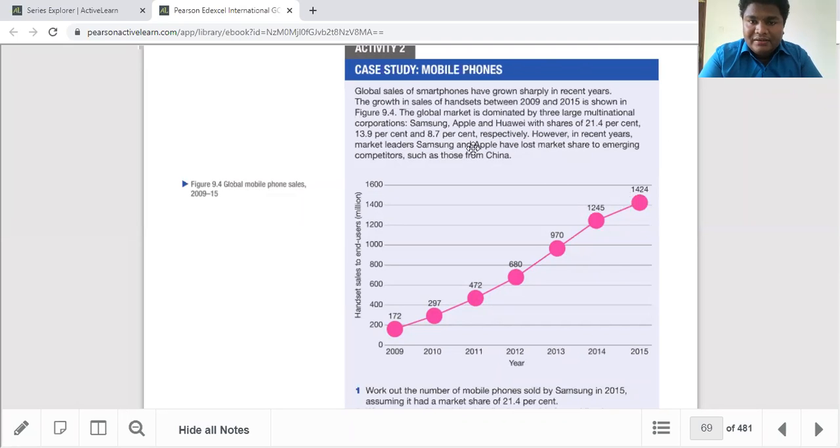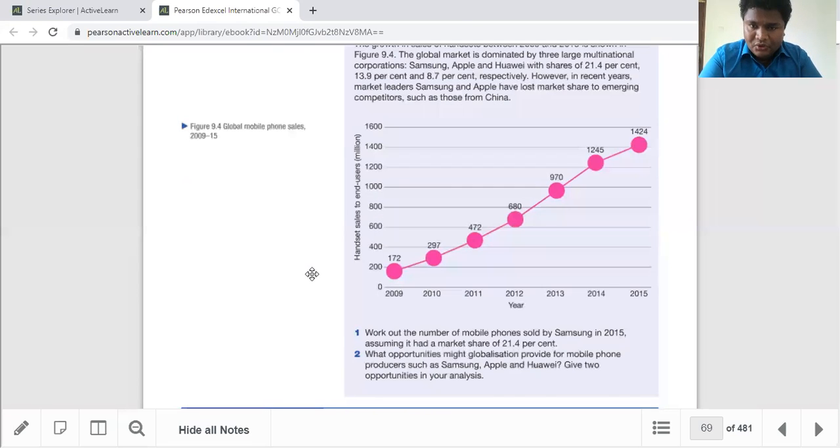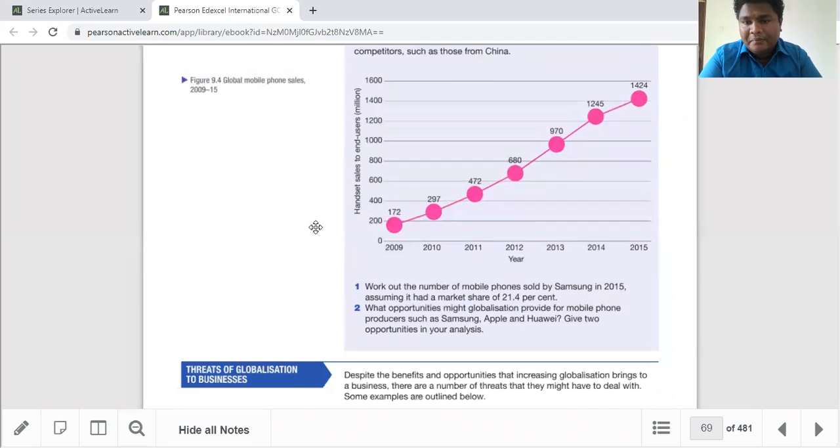The global market is dominated by three large multinational corporations: Samsung, Apple, and Huawei. These are the main large multinationals in the mobile phone sector at that time. However, in recent years, market leaders Samsung and Apple have lost market share to emerging companies such as those from China, like Huawei. There were some issues in the recent past with Huawei, but I'm talking about the 2015 story, right?